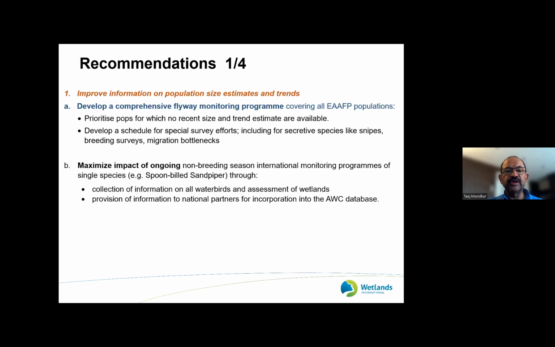And the third is to ensure that the information being collected at the local level, national level, is being fed to the national partners for incorporation into the waterbird census database.